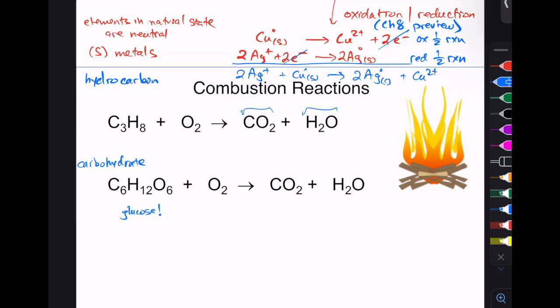So let's start with the carbon. We have 3 carbons on the left and 1 carbon on the right. So how are we going to balance that? Put a 3 here, right?